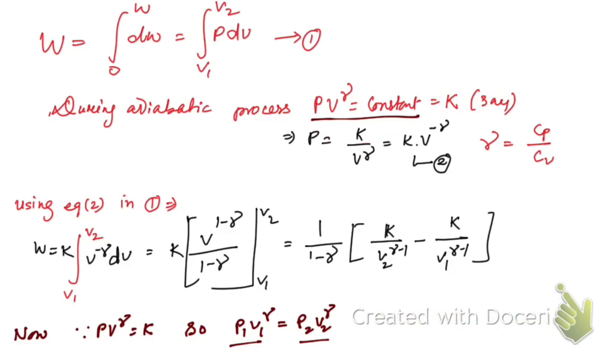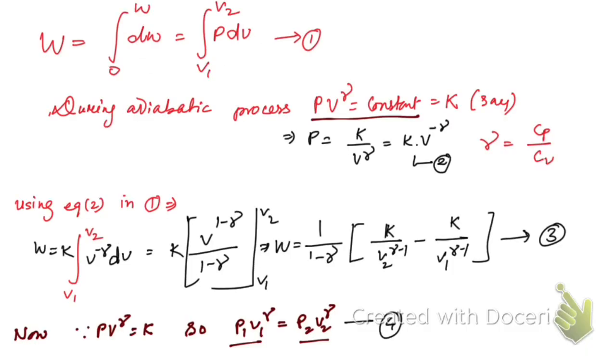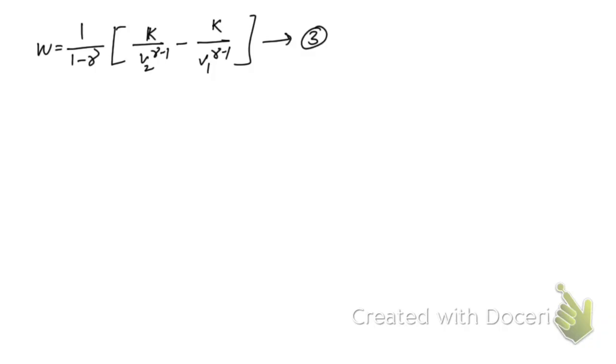So if we use this relation, let this equation be 3 and this be equation number 4. So using 4 in 3, just wait, let me copy this equation number 3 and take a new slide. Just give me a second. So this is a new slide, this is equation number 3, and here is equation number 4.